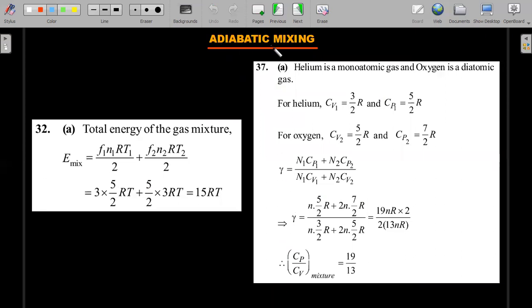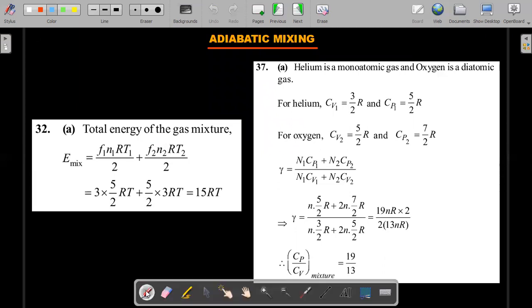It's called adiabatic mixing, where no heat from outside is added. So the mixture's work done is 0, W is 0, Q is 0. Therefore, delta U should be 0. So when you write Q is equal to delta U plus W, Q is equal to delta U plus W.